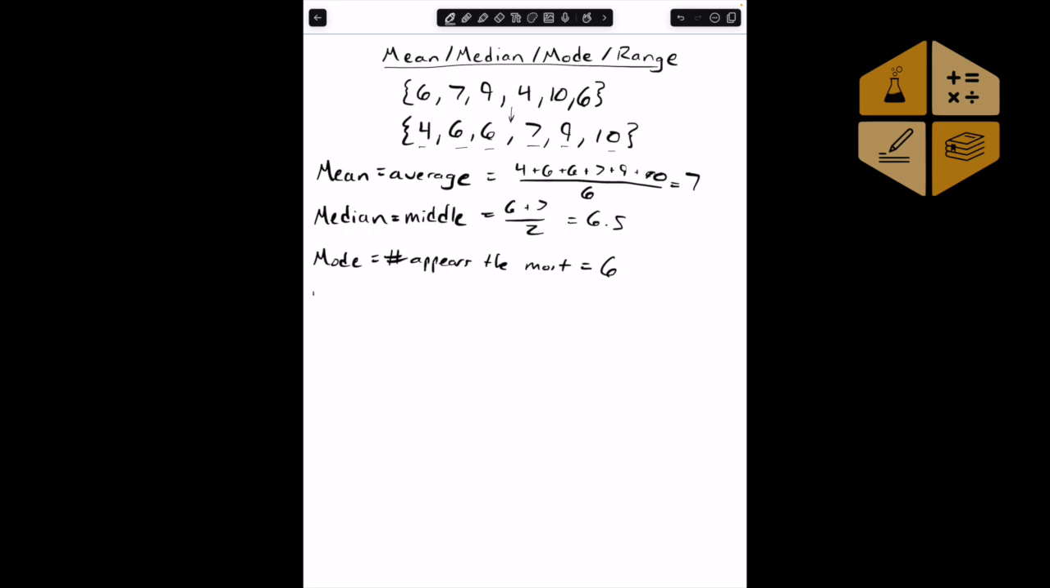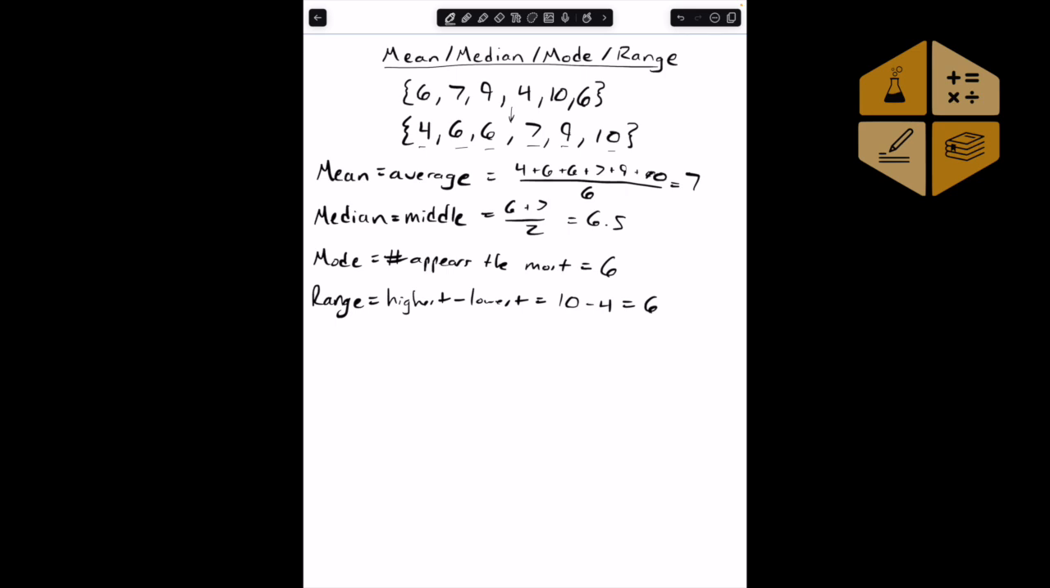And then lastly, we have the range. And the range refers to the difference between the highest and the lowest. So just take the highest number and subtract off the lowest, and that's going to give you the range. So in this case, the highest number is 10, and the lowest number is 4, so 10 minus 4 is 6, and our range is also 6.